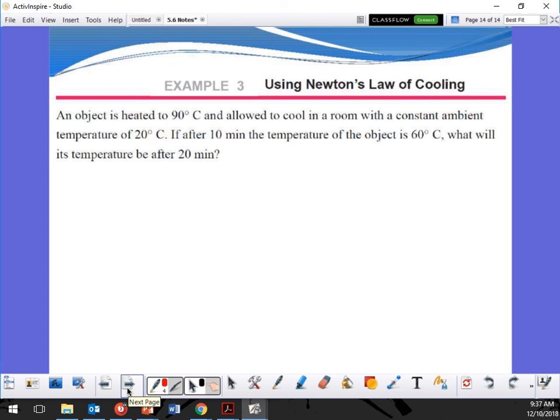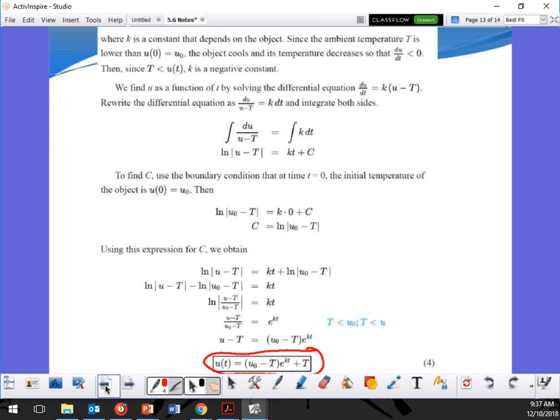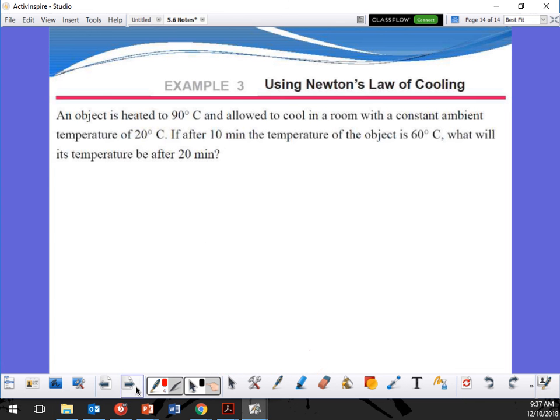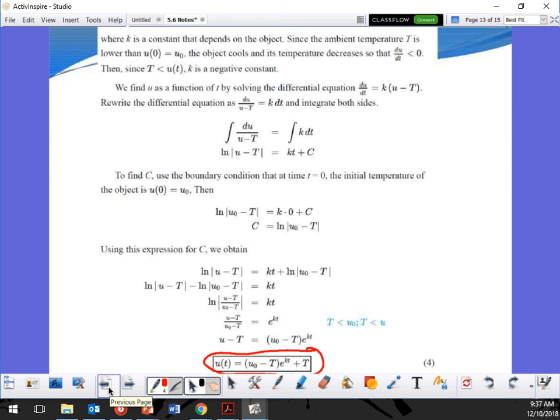Object is heated to 90 degrees. So what am I writing out first? Let's write this right here. u(t) is equal to the quantity u sub naught minus big T, times e to the kt, plus T.